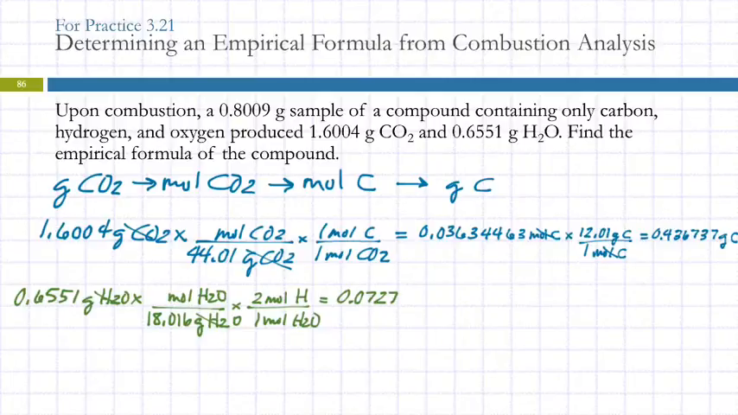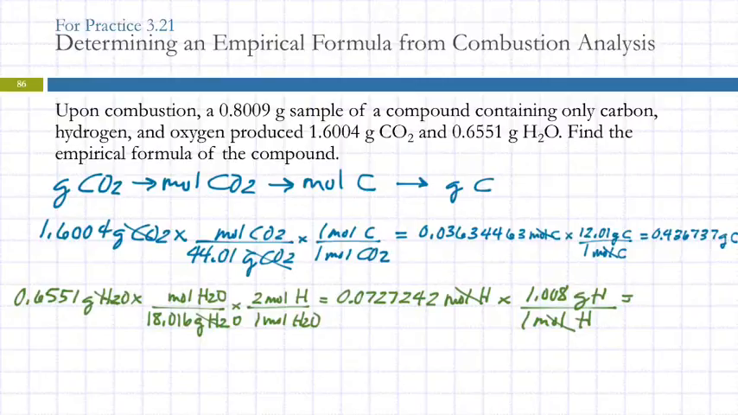0.0727. There's my minimum 4 sig figs and 2 extras. Moles of hydrogen. And then I'm going to convert this to grams of hydrogen, by multiplying by the molar mass, 1.008. So my grams are 0.0733060 grams of hydrogen.